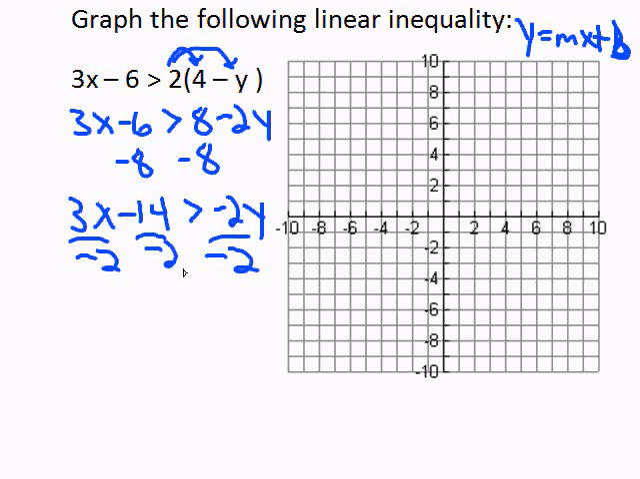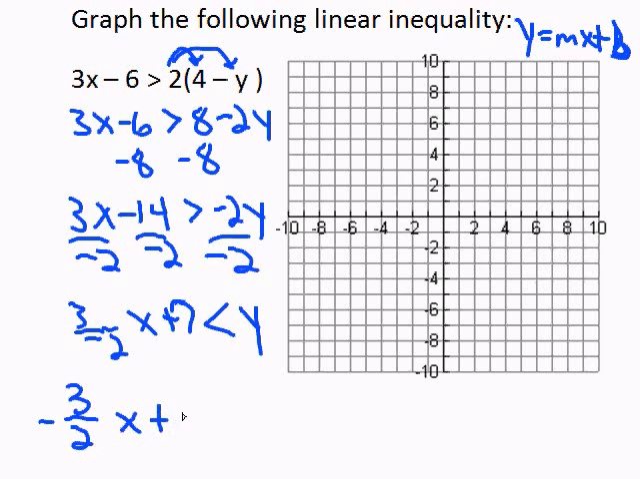All the terms on both sides, giving me 3 over negative 2x minus 14 over negative 2 is plus 7. Now it's going to be less than y. It's less than because we divided both sides by a negative sign, which caused the inequality symbol to change directions. I'm going to rewrite that a little bit better: 3 over negative 2, or negative 3 over 2, x plus 7.